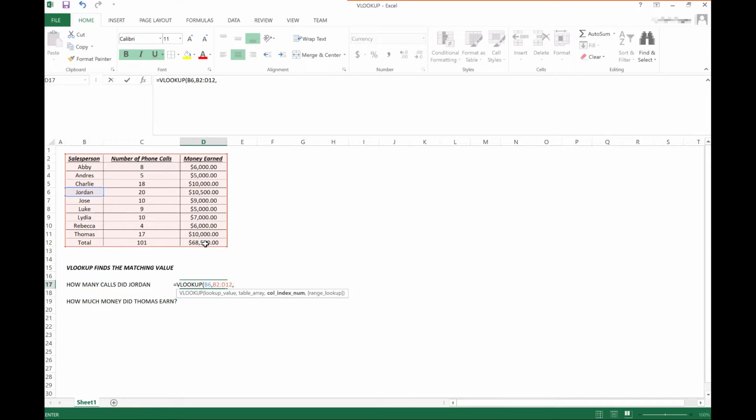And this is in reference to your table. So because the calls are in column 2, we're going to enter a 2. Even though we're looking in column C, and that's technically the third column in the workbook, we're only concerned with the table. So the calls is the second column in the table, not the worksheet.